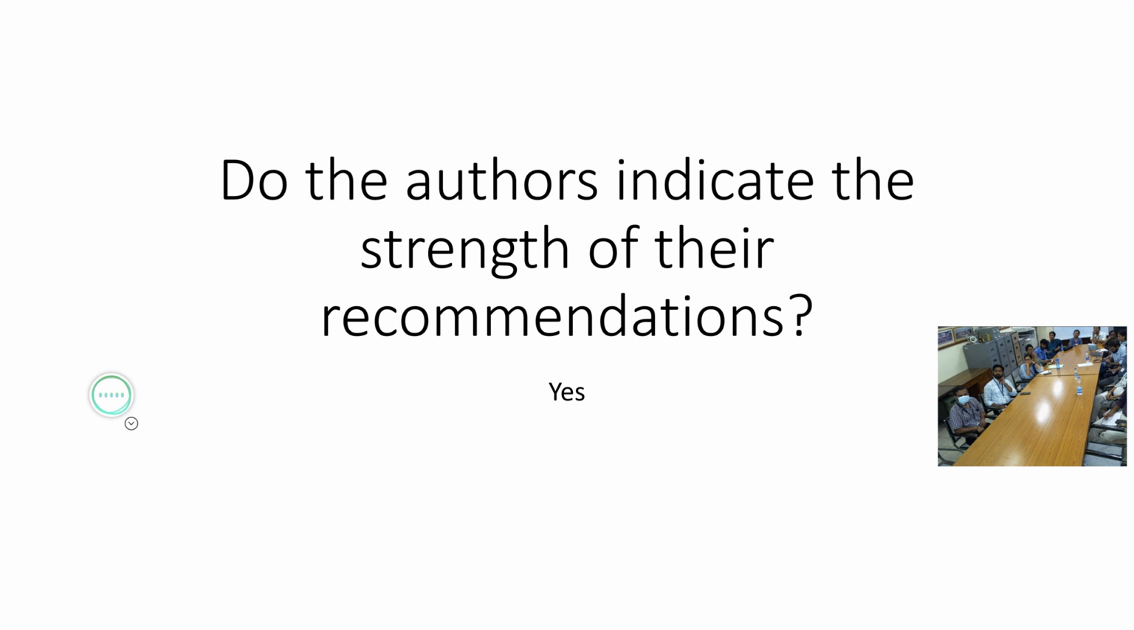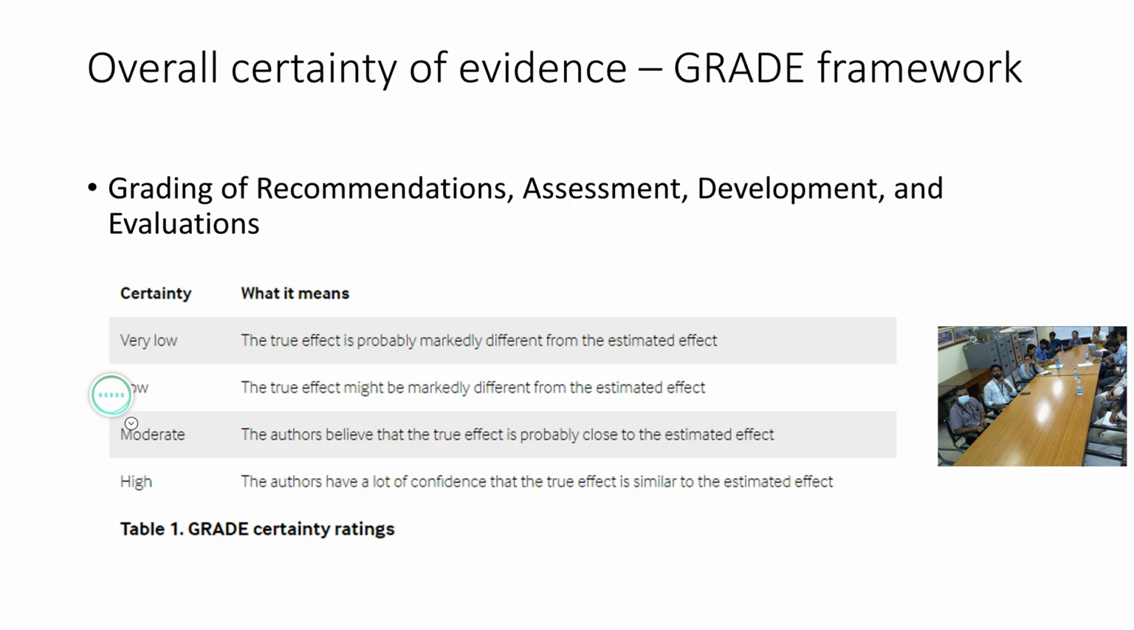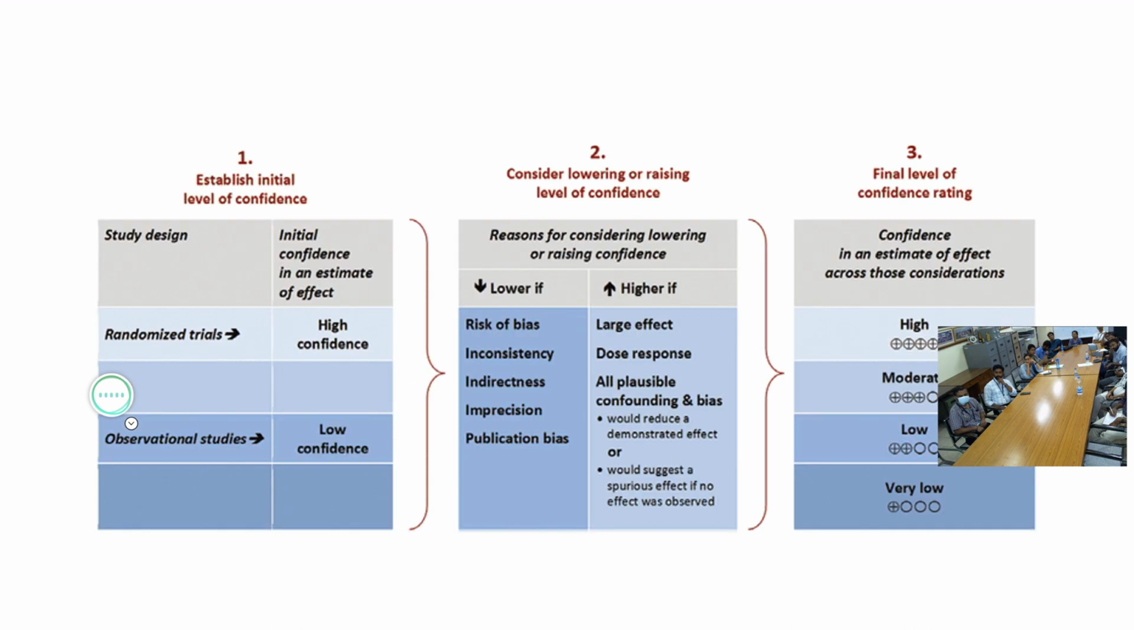Do the authors indicate the strength of their recommendation? So for this, I'll briefly give an outline of what the GRADE recommendations are. It is a tool to report your strength of evidence. So it can be very low, low, moderate or high at the end of the process. And based on that, it's a standardized way of saying how confident you are with the evidence that is present. So initially we establish a level of confidence based on what the type of study is. If it is predominantly randomized trials, we start off with a high confidence. And if it was observational studies, we start off with a low confidence.